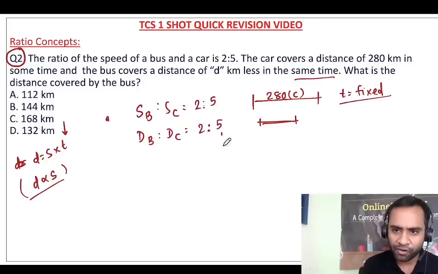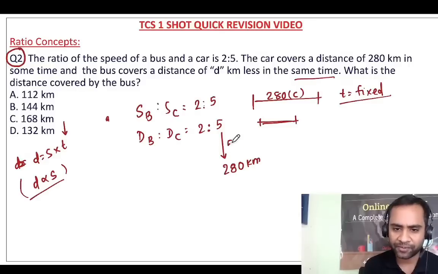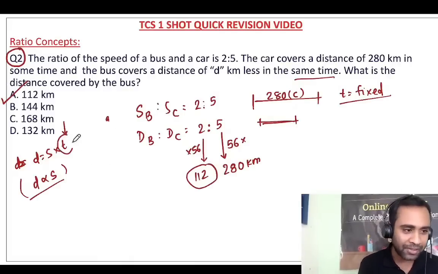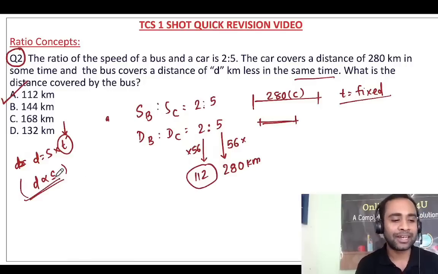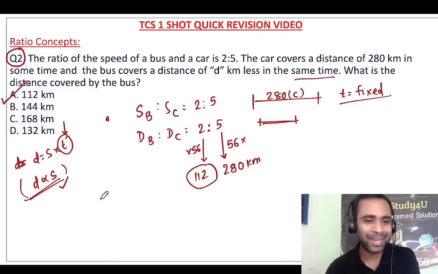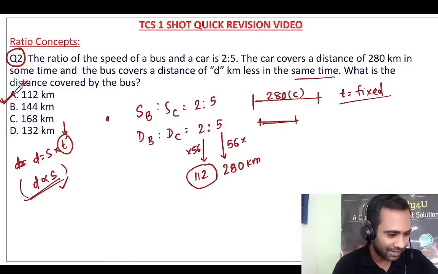Now in the question they have said the car is covering a distance of 280 kilometer. 280 kilometer means 5 fives are 25 and 5 sixes are 56 times. That means this bus will also be covering 56 times 2, that is 112 kilometer. Because, sir, we know time is fixed, and when the time is fixed, distance is directly proportional to speed. That means more speed will cover more distance, sir. If less speed, then we will cover less distance, sir. That's all, sir. Done. 112 kilometer is the correct answer.